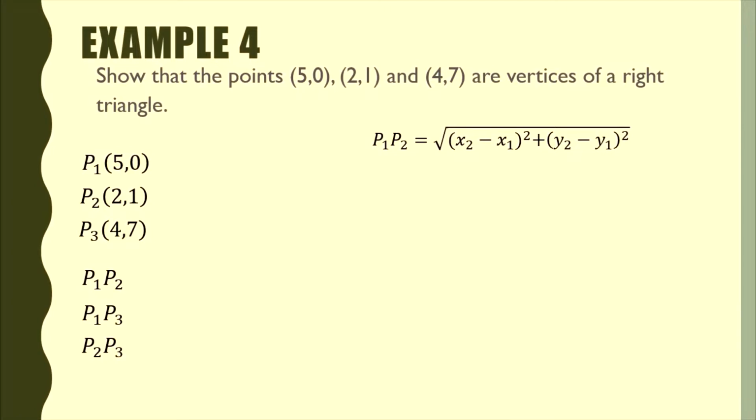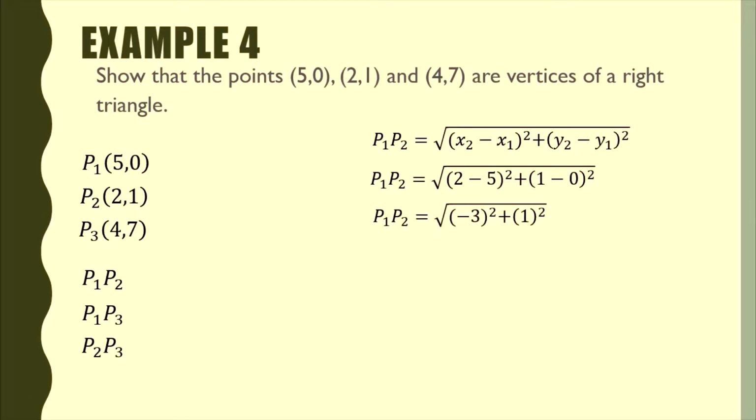So the formula becomes p sub 1 to p sub 2 is equal to the square root of the quantity of 2 minus 5 squared plus the quantity of 1 minus 0 squared. Next is to simplify the values inside the parentheses. So that becomes square root of negative 3 squared plus 1 squared. Next is to perform the operation involving the exponents. So we know that negative times a negative number becomes a positive number. So you have square root of 9 plus 1.